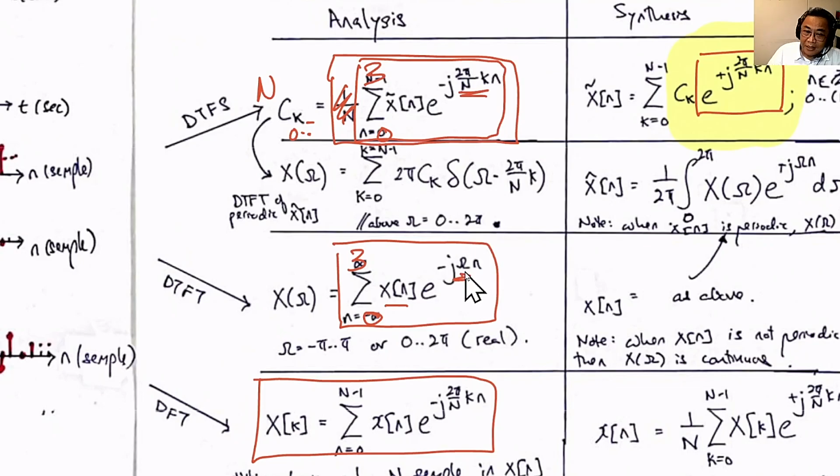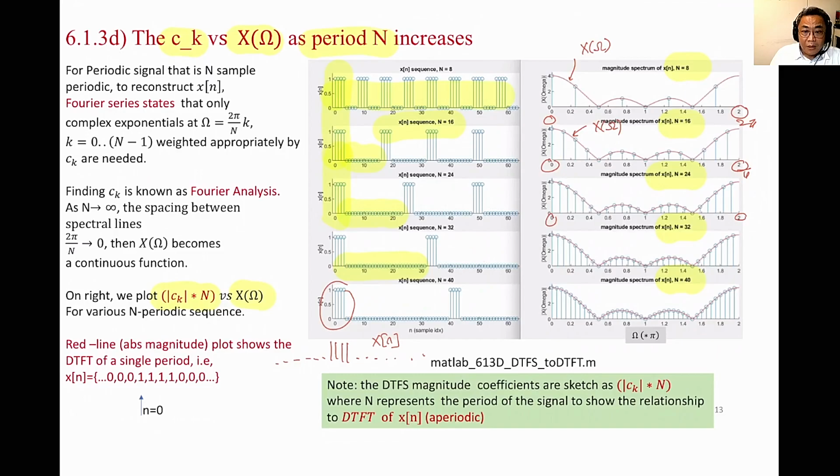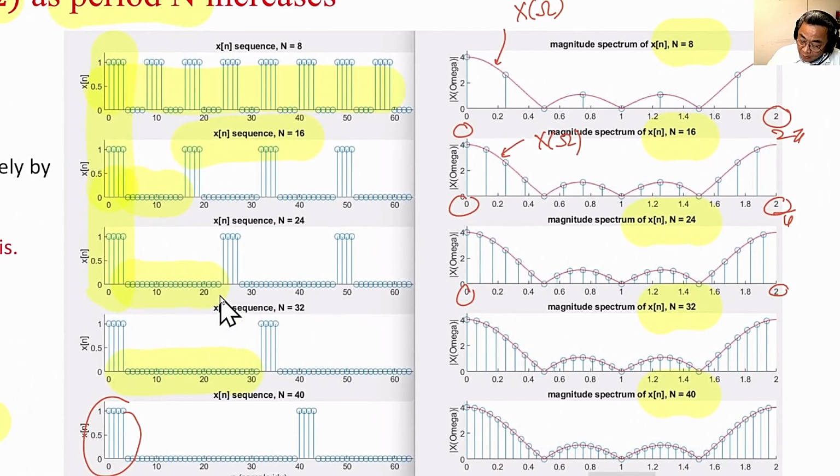So with this insight, let us now look at our plot of X(omega) versus Ck. We are plotting N times Ck. And if you notice, when we plot N times Ck, we're plotting all these blue lines over here. For N equals 8, you'll notice that there are 8 lines: C0, C1, C2, C3, C4, C5, C6, C7, and of course when we reach 2 pi it is C8.